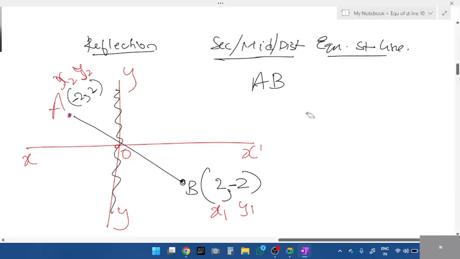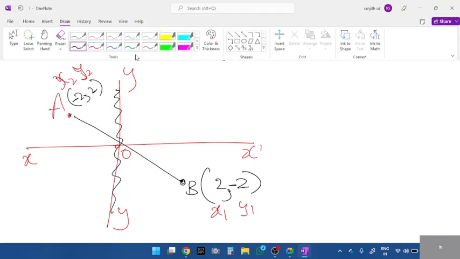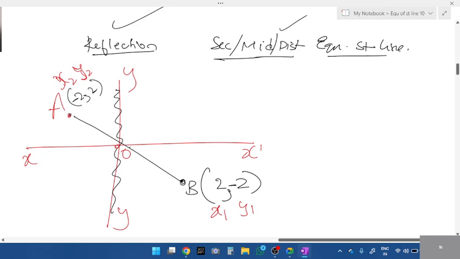Next, AB, BA, this concept is done. Next comes the section formula. On the same line, reflection is done, distance is done, next section formula. Imagine I place a point, any point, here, point P. Okay, point P, students, 1 and 2. Tell me where is point P? All of you respond. Where is point P?